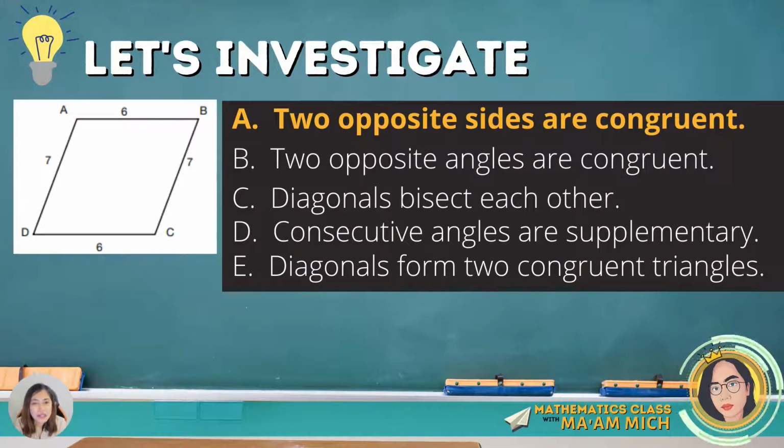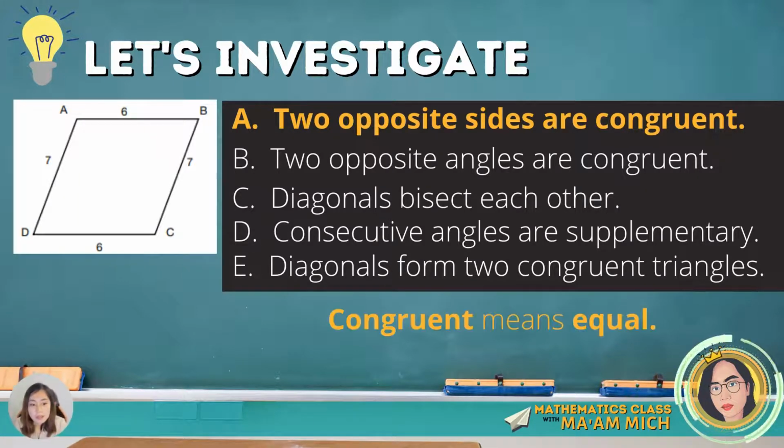Let's see. Very good. The correct answer is letter A. 2 opposite sides of parallelogram are congruent. As you can see, we have here side AB which measures 6 units. And then we have here side BC, which measures 6 units. So magkapareha sila, and they are opposite sides. And then we have here side BC, which measures 7 units, and then side AB, which measures 7 units also. Congruent means equal in measure.